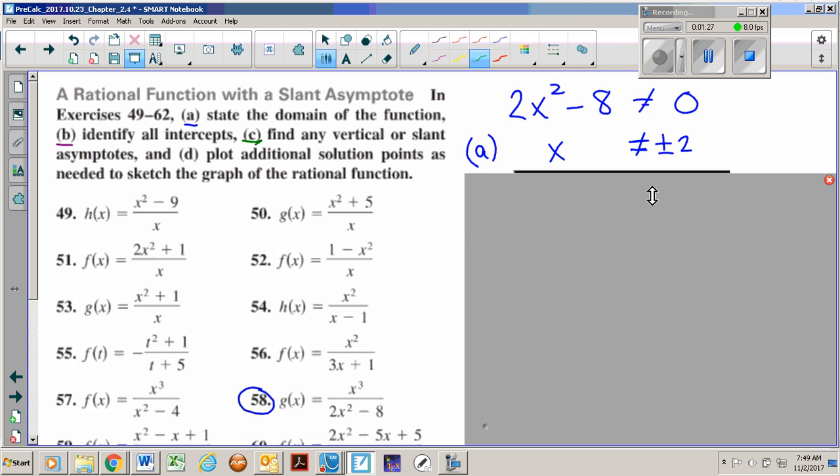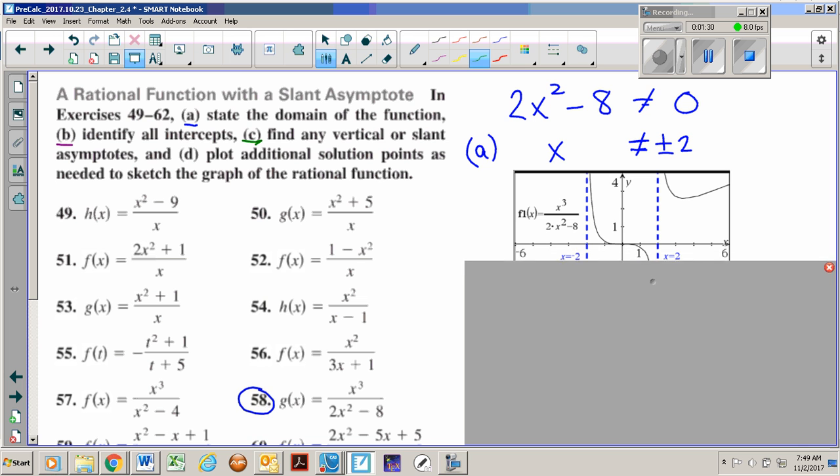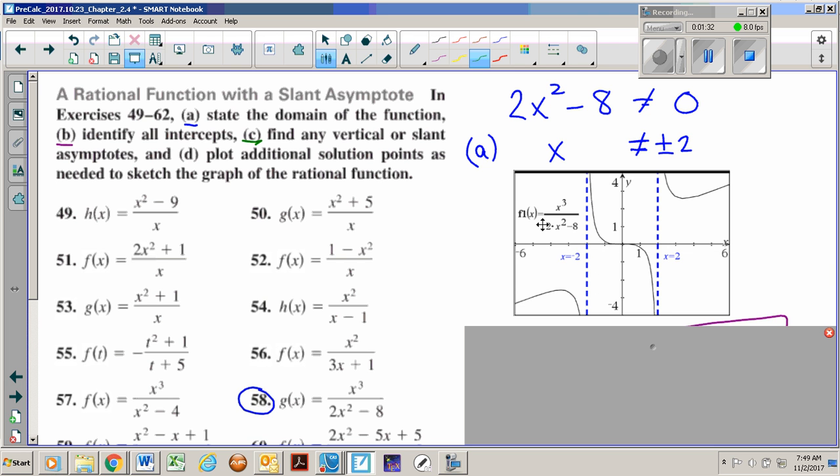A good strategy for any of these rational functions is to graph, and that's what I did. And when I graphed, I can see that I have vertical asymptotes at plus and minus 2.